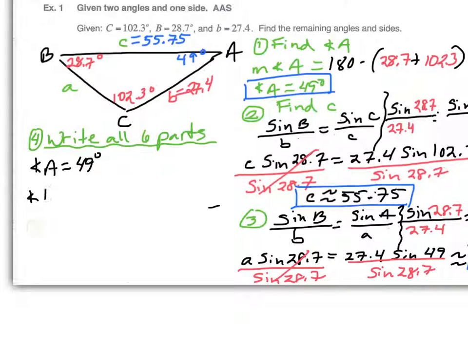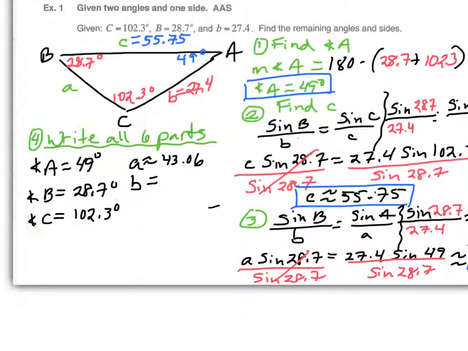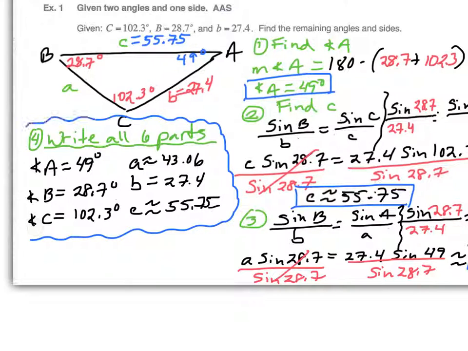Angle B they gave you so it's exactly equal to 28.7. And angle C they gave you, which is 102.3 degrees. Side A we calculated, and that was approximately equal to 43.06. Side B, they gave you, so that's an exact value, so that should be a straight equals of 27.4. And side C we calculated, so that's a squiggly equals 55.75. So if they ask you to solve the triangle, this is the solution to solving that triangle.